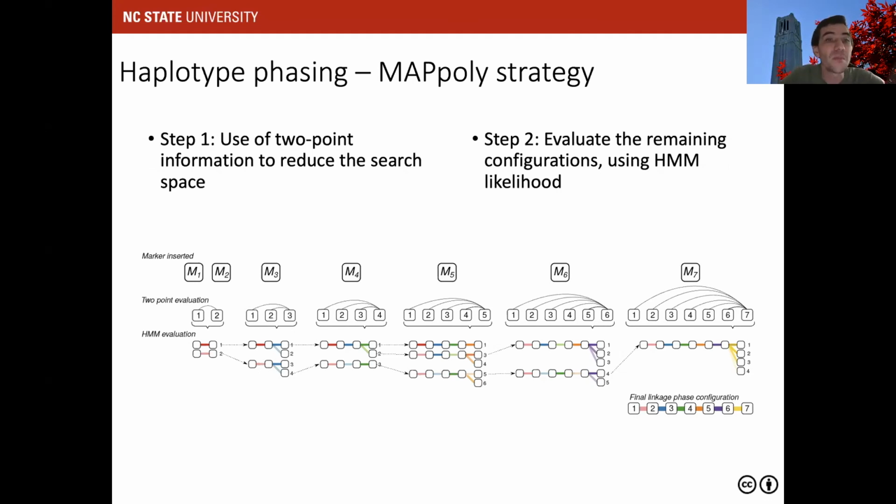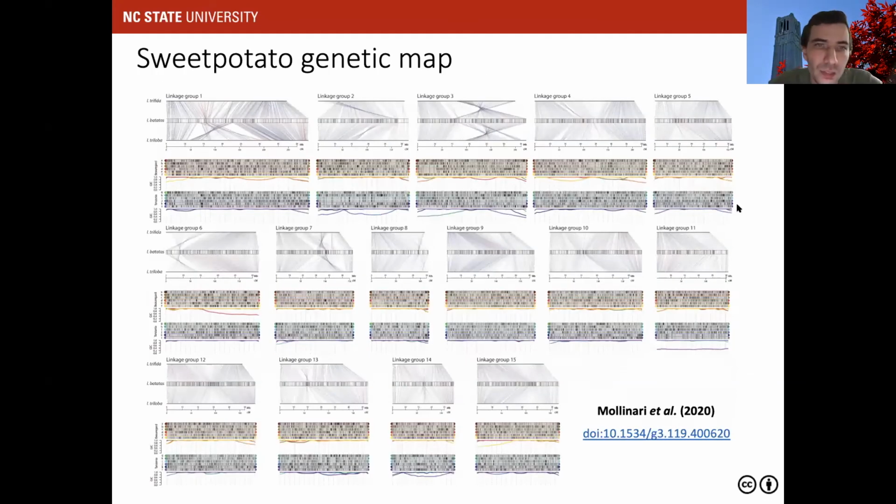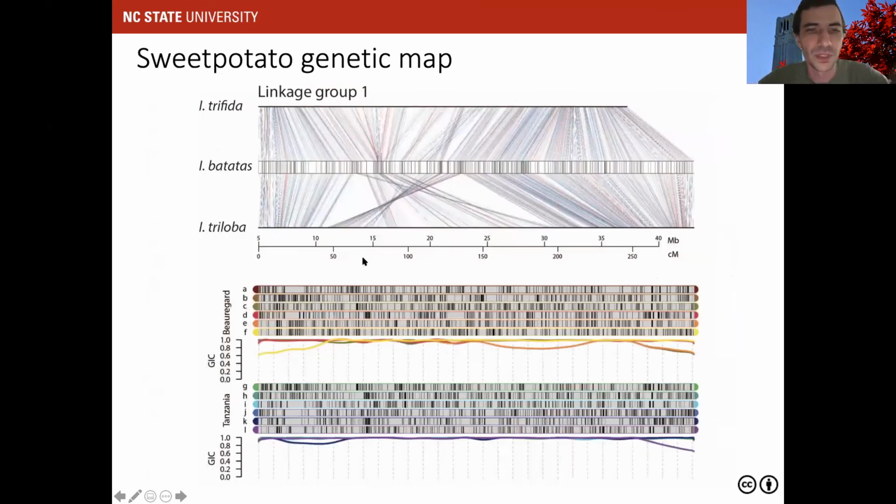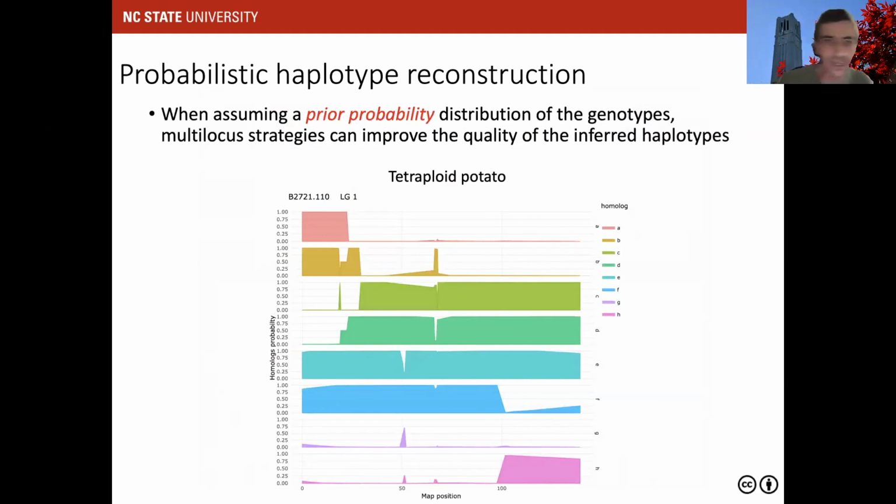This is just a resulting map using this approach. This is our sweet potato genetic map. There are some very interesting things here. We have our map for one of the linkage groups. Here we have the haplotypes, or actually the full haplotype for both parents. And here we have something called genomic information content. It's basically something that tells you how much you can distinguish between homologs. But this is just the result of the map. And this is a very important thing. This is one of the last slides.